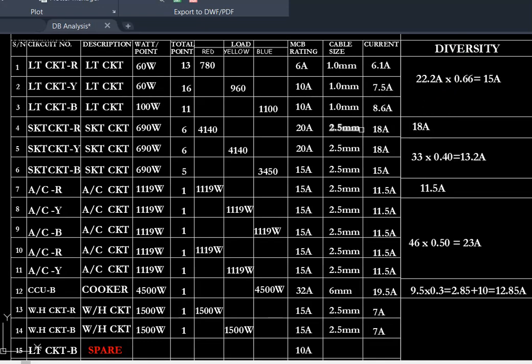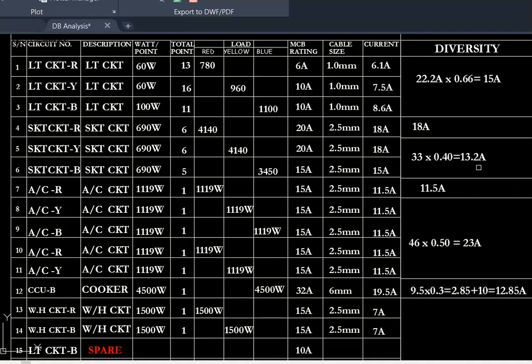So what I'm going to do, look at the first circuit for the socket. The first circuit is 18 amps. I'm going to leave it at 18 amps. Now the second circuit, 1, 2, 3. This one is going to remain the way it is, this 18. So I'm taking 1, 2. Only these two remain. Total them together, we're going to have 33 amps. So 33 times 0.40, that is 40%, you're going to get 13.2 amps.